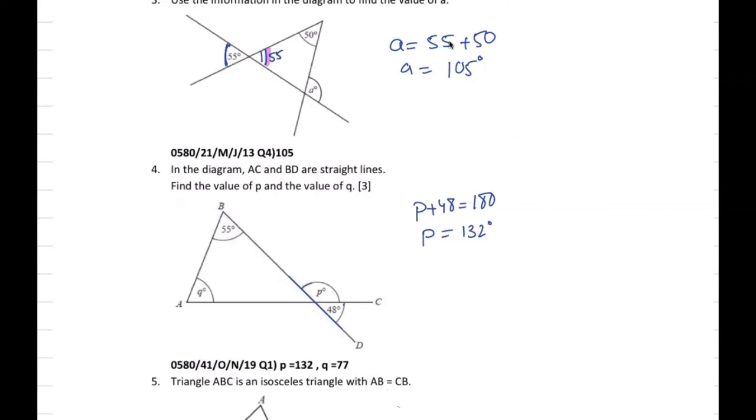Now, if P is 132, then this angle is the exterior angle of a triangle, which should be equal to the sum of the opposite interior angles. So P must be equal to Q plus 55. P is 132. You can work out the value of Q from here. 132 take away 55. So Q is 77.